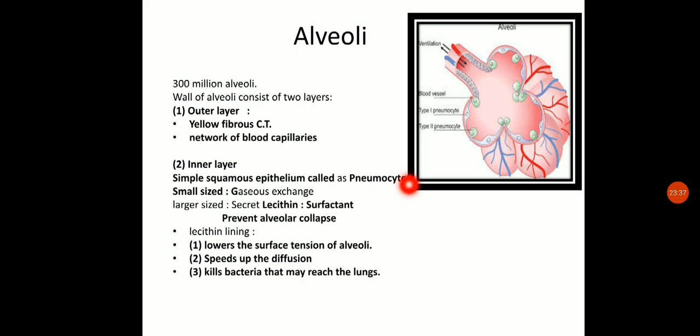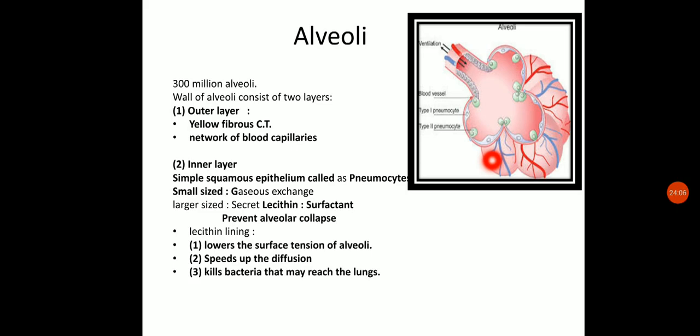Now this lecithin lining is mainly responsible for lowering the surface tension of the alveoli. It also speeds up diffusion. And the third function is killing the bacteria that may reach the lungs. A lot of bacteria may enter the lungs after passing the different barriers, so they have to be killed, and this can be done by the lecithin.